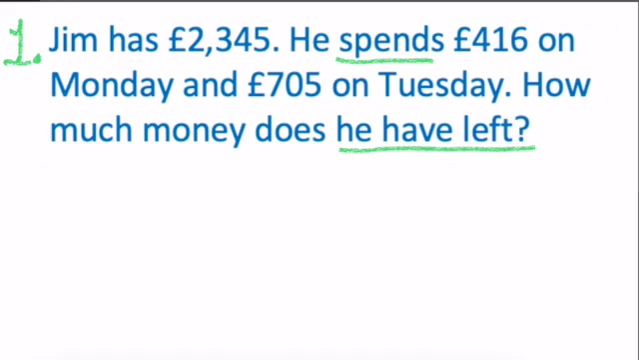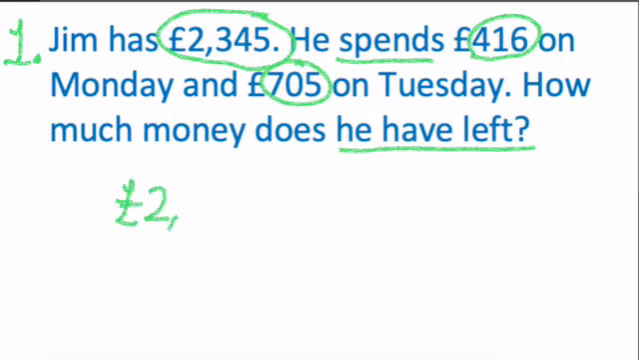Okay then, so Jim starts with £2,345, and the word spends tells us that we're going to be doing a subtraction because he spends £416 and he spends £705, and we want to know how much after that does he have left. There are two ways you can do this. The first is you can do 2,345 and you can subtract 416.